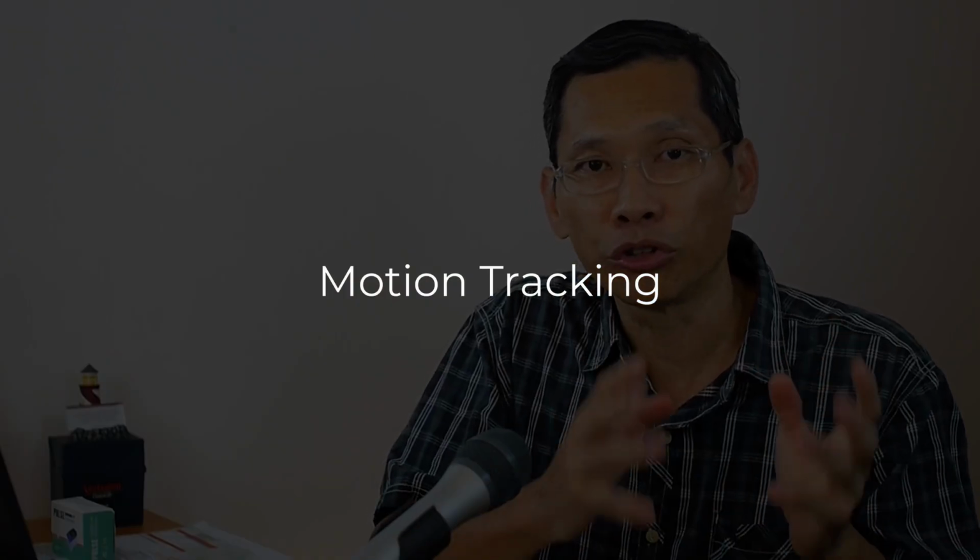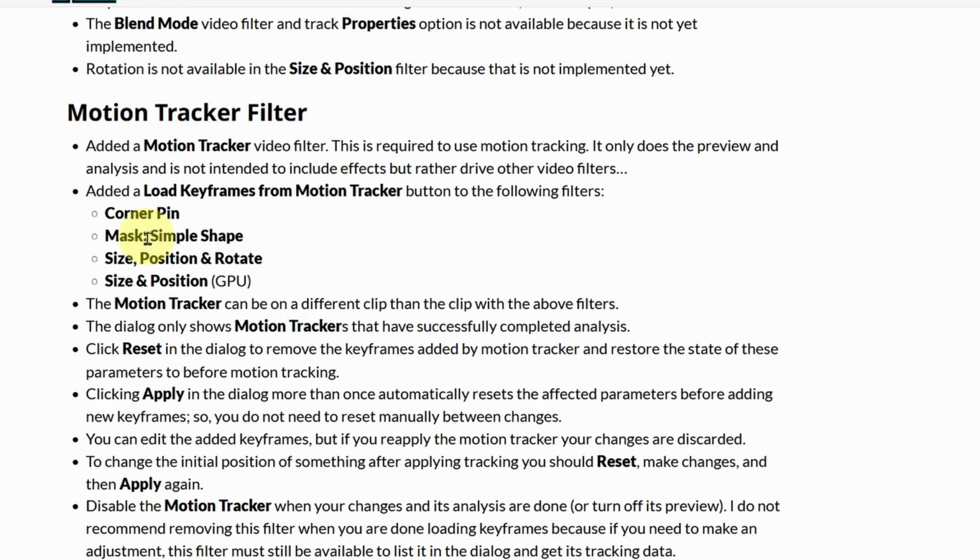Number one is motion tracking. Motion tracking has come to Shotcut. These are the filters that you can use with the motion tracking, which are corner pin, mask simple shape, size, position and rotate, as well as the size and position filter. More will come in the future.